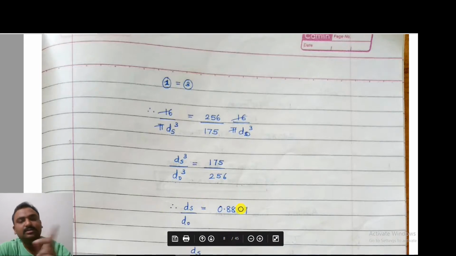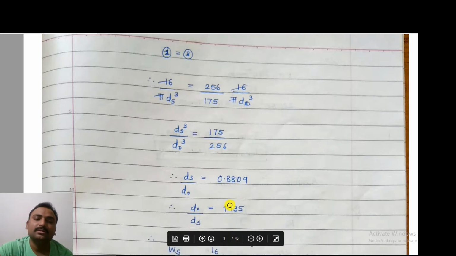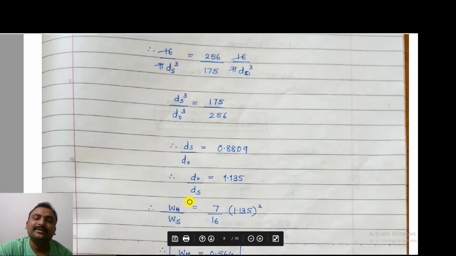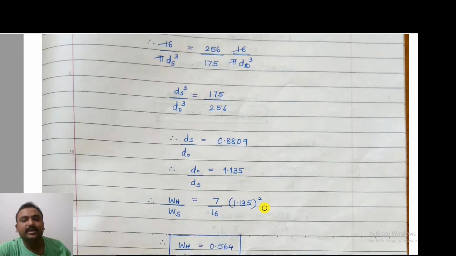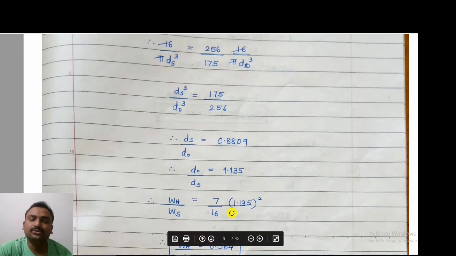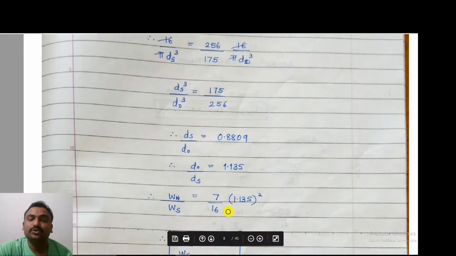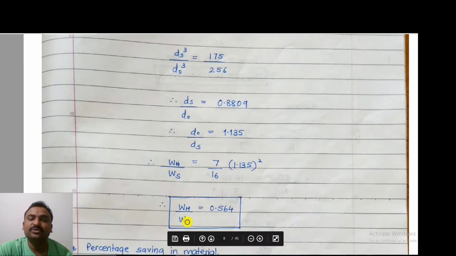By putting this ratio in the first equation, you will get the ratio of Wh upon Ws, that is weight of the hollow shaft upon weight of the solid shaft, 7/16 for do by ds, that is 1.135, its square. So the ratio Wh upon Ws is 0.564.